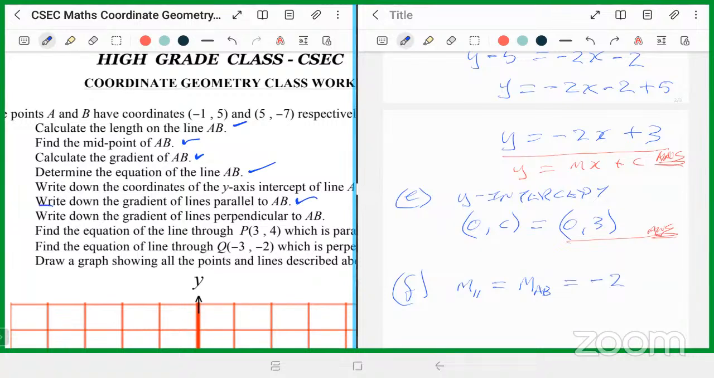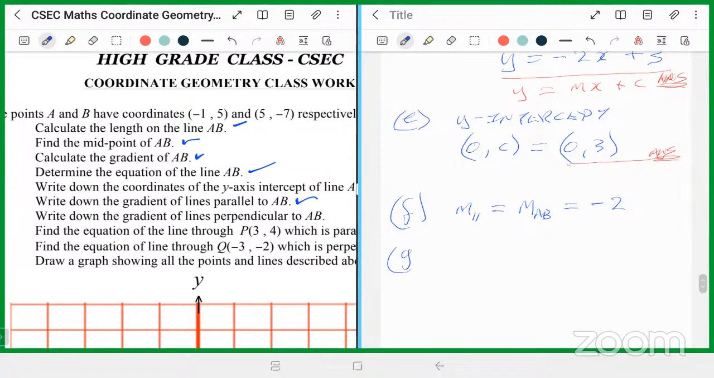Then we'll come to this one now, which is asking us to write down the gradient of lines that are perpendicular. I just like to call it the perpendicular gradient of AB. So this is it now. The perpendicular gradient of AB, I'm going to put a perpendicular symbol on it, is equal to the negative reciprocal of the gradient of AB. How is the negative reciprocal written? It is minus because it is negative. Reciprocal is 1 over the gradient of AB. So that's a negative reciprocal: this is the reciprocal, that is the negative. And then we have the gradient of AB, and the gradient of AB is -2.